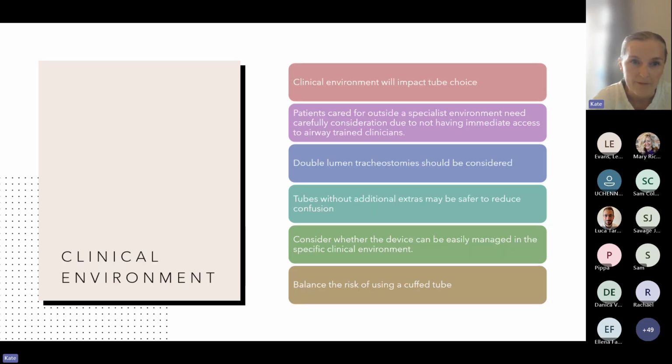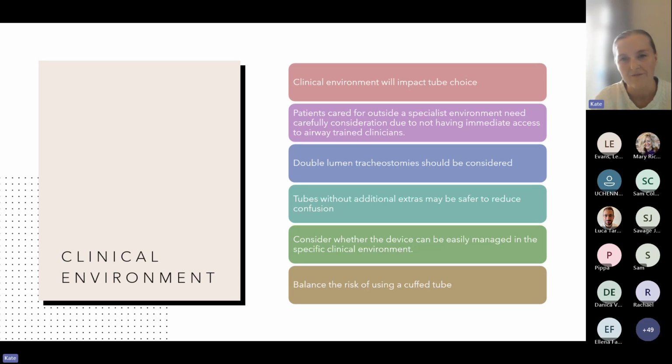Moving on to your clinical environment. So just think that the clinical environment will have an impact on choice. Ward staff, for example, can change inner tubes very easily and very quickly to relieve obstruction of secretions. So if any of our patients are going to the wards, we always make sure that they're double lumen. We use double lumen tracheostomies consistently through our critical care unit. And that's just because they're considered to be safer.